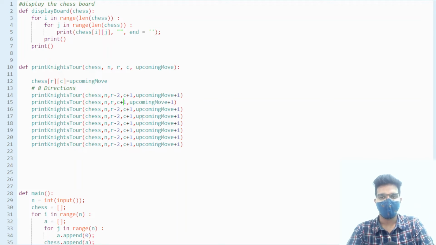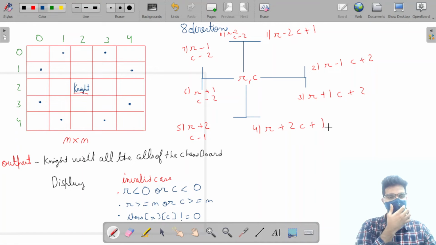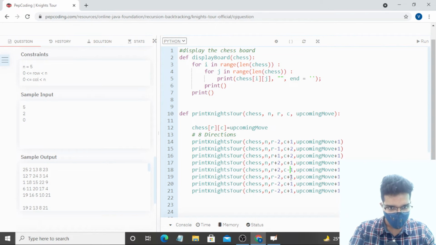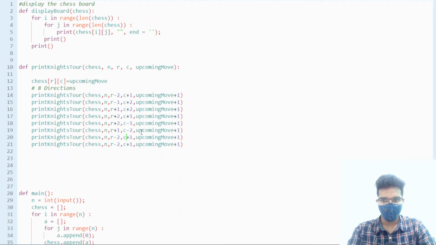As we discussed, column will increase by 2 and row will decrease by 1. What else? Column will increase by 2 and row will increase by 1. If we increase row by 2 and increase column by 1, perfect. We are just simply calling the directions we discussed. Then row minus 2 for the sixth direction, row plus 1 and column minus 2, row minus 1 this time and column minus 2, and the last direction, the eighth, row minus 2 and column minus 1. These are the total 8 movements allowed to us.